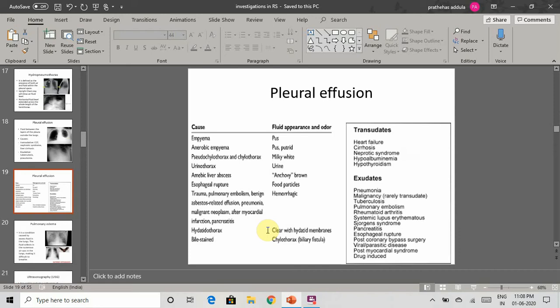Based on appearance: pus, empyema; putrid pus, anaerobic empyema; milky white, chylothorax and pseudochylothorax; urine, urinothorax; anchovy brown, amoebic liver abscess; food particles, esophageal rupture; hemorrhagic, seen with malignancy, trauma, asbestosis-related effusion, pneumonia, infection and infarction. Hydatid thorax, clear with hydatid membranes; bile stain, biliary fistula.